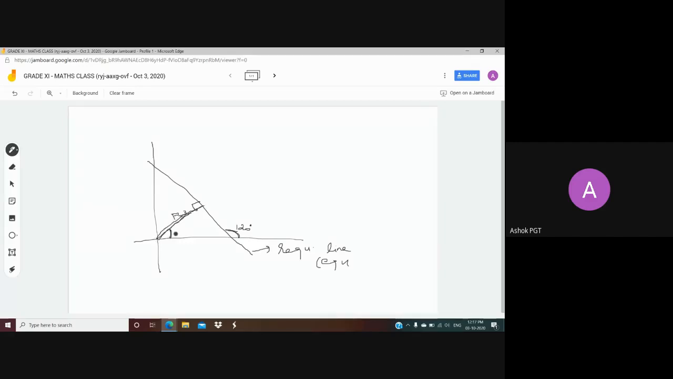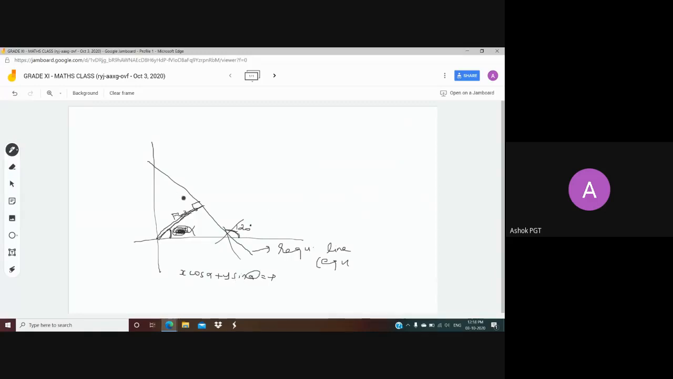Students, are you clear? This angle value only they have to give, because x cos alpha plus y sin alpha is equal to P is the formula, meaning alpha is the angle made by the normal, not by this straight line. Are you clear, students?